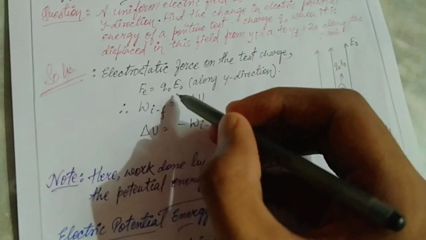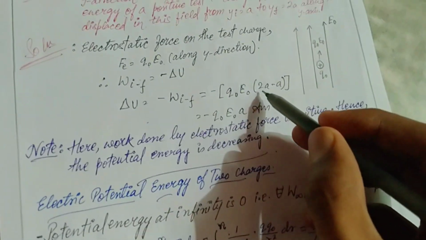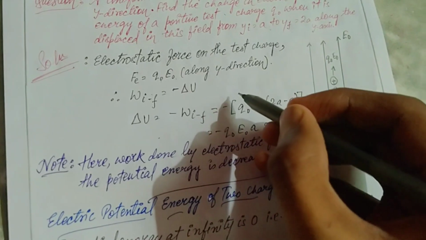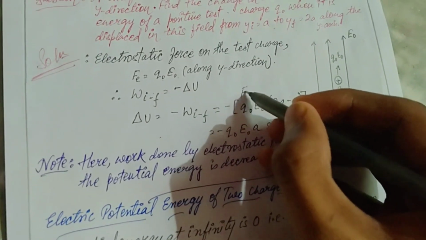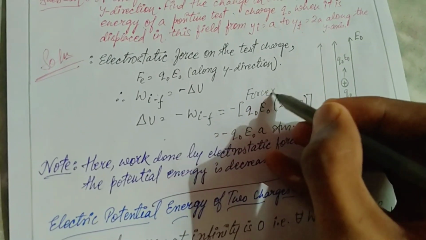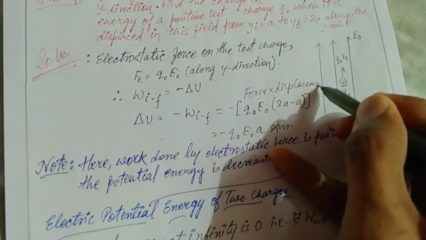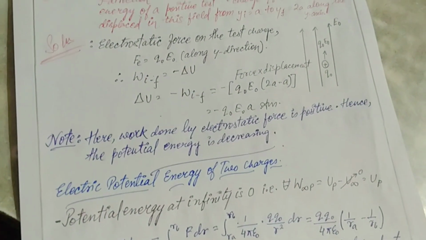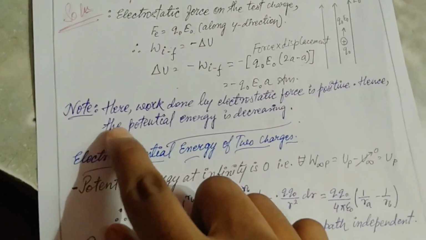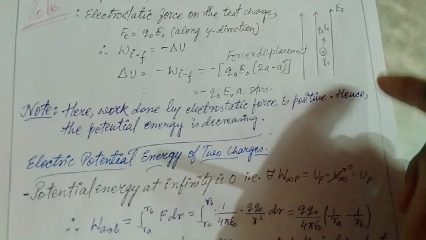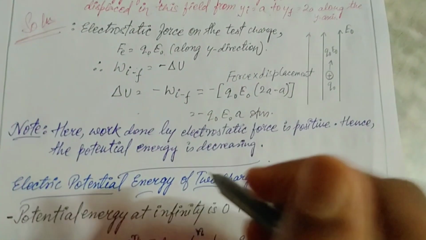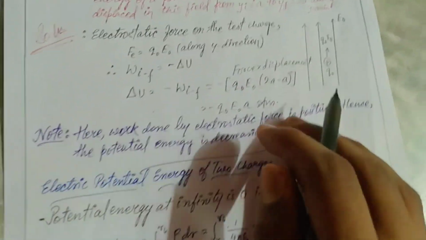So we take out the work done. What will the work done be? q naught E and the displacement. This is only the force into displacement. Okay, this is force into displacement. Alright, so we get our answer. Note that the work done by the electrostatic force is positive, hence the potential energy will be decreasing.